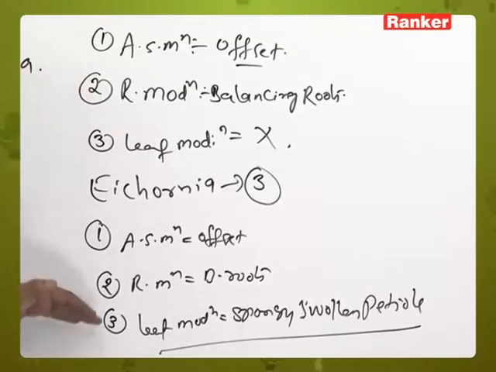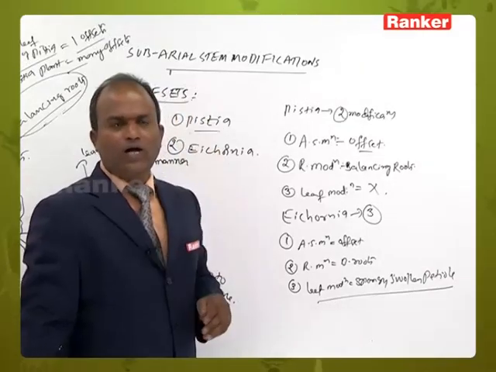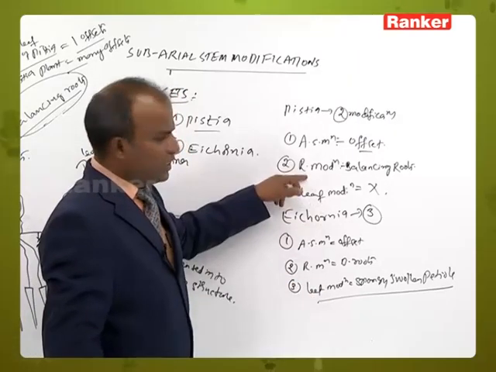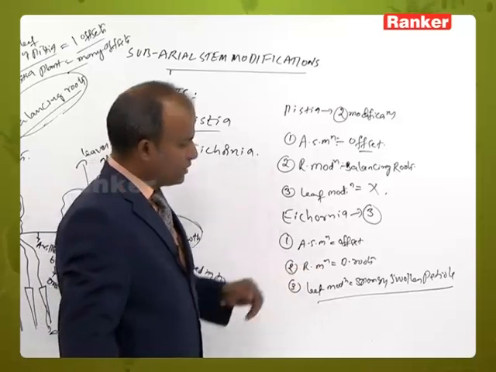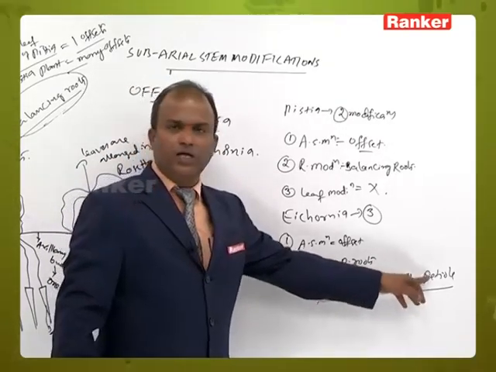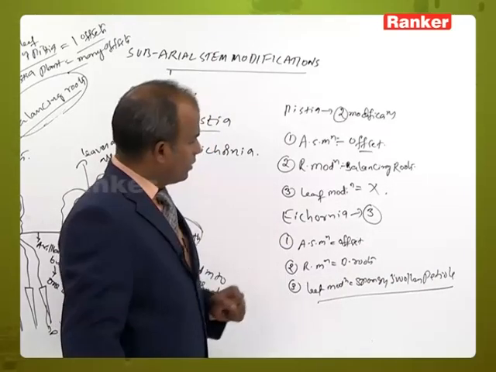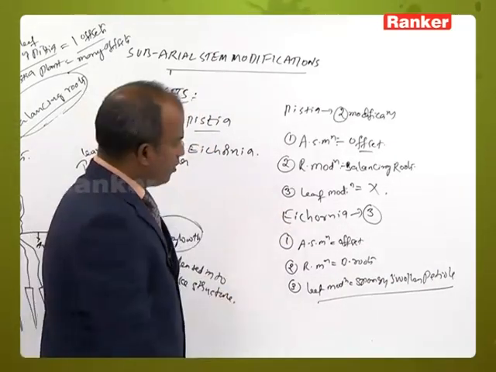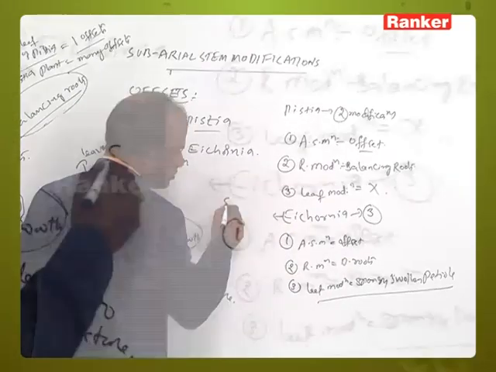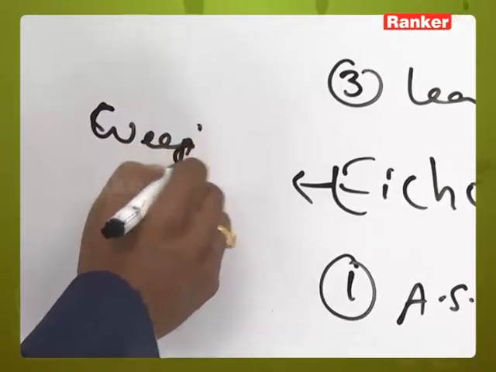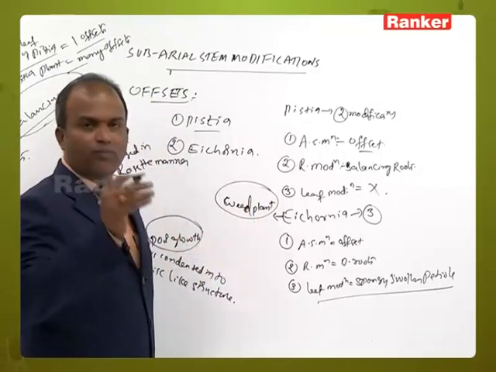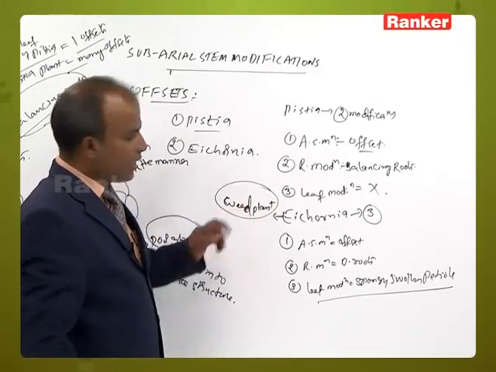What is the difference between Pistia and Eichhornia? It is only one modification difference, that is leaf modification. Pistia does not show any leaf modification, but whereas Eichhornia shows leaf modification, that is spongy swollen petiole. And one more thing about Eichhornia: it is called one of the most invasive weed plants.